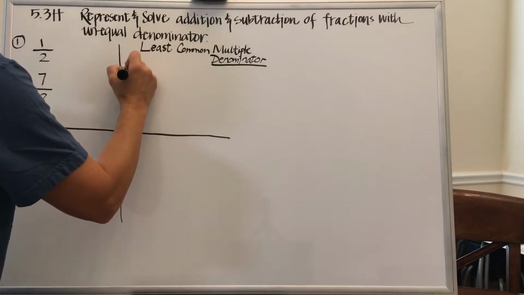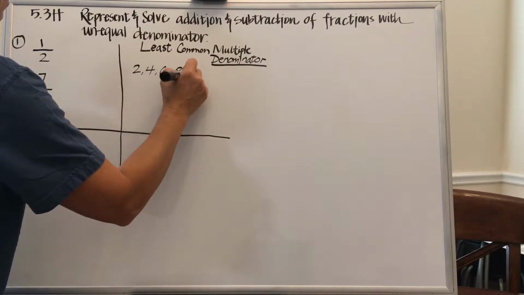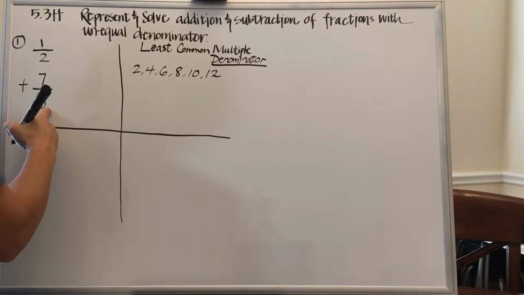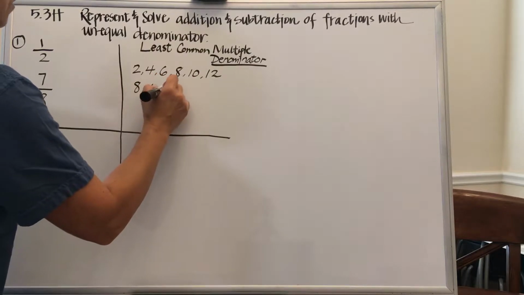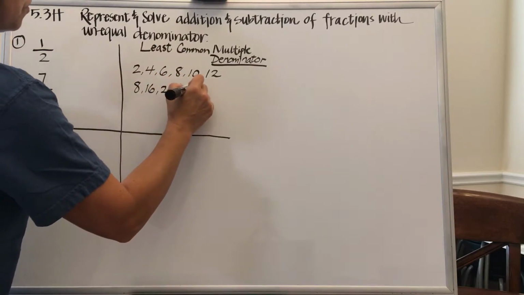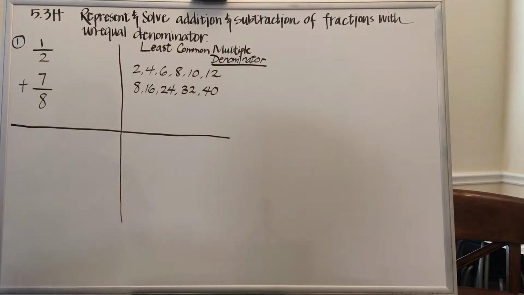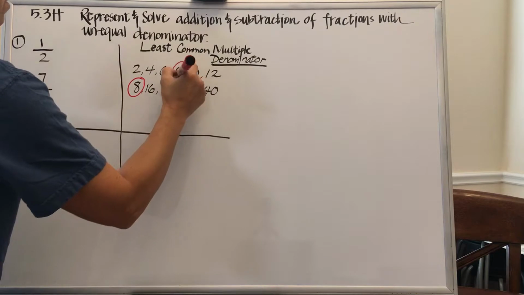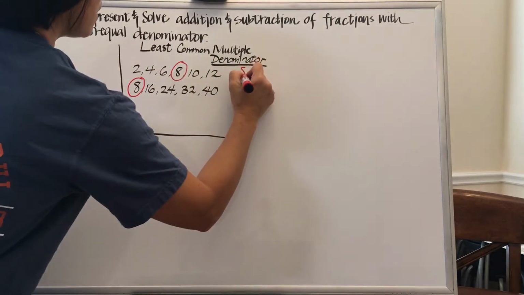So listing the multiples of 2 is 2, 4, 6, 8, 10, 12. I'm going to go ahead and stop here. Listing the multiples of 8, I'm going to start with 8, 16, 24, 32, and 40. And with that, I already see the number that they share is the very first number. It's 8. Okay? So that means our common denominator is 8.